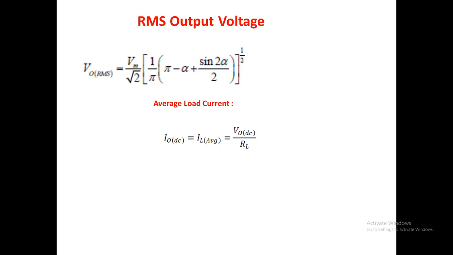And similarly, we can derive the RMS output current, that is V0 RMS divided by RL. So the whole term, Vm by root 2 into 1 by pi, pi minus alpha plus sin 2 alpha by 2 to the power of 1 by 2, divided by R, will give the RMS output current. The average output current and average load current will be the same. The average output voltage divided by resistance will give the average load current, and the RMS voltage divided by resistance will give the RMS output current.